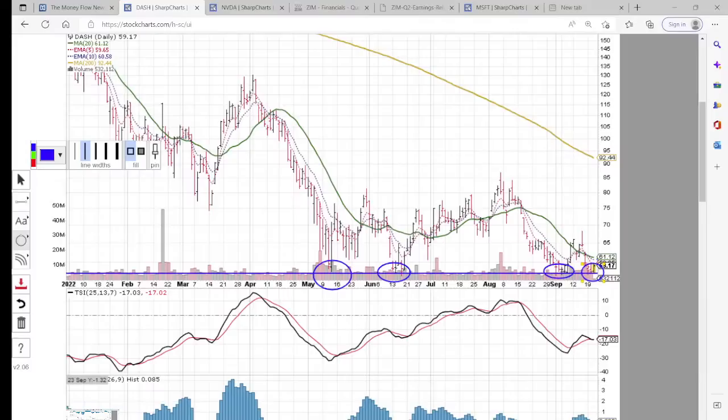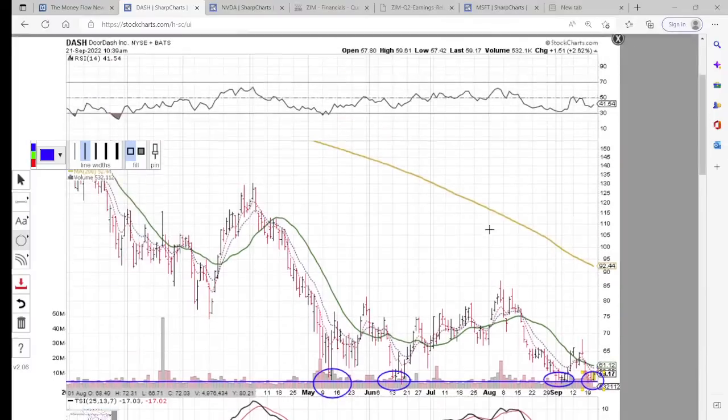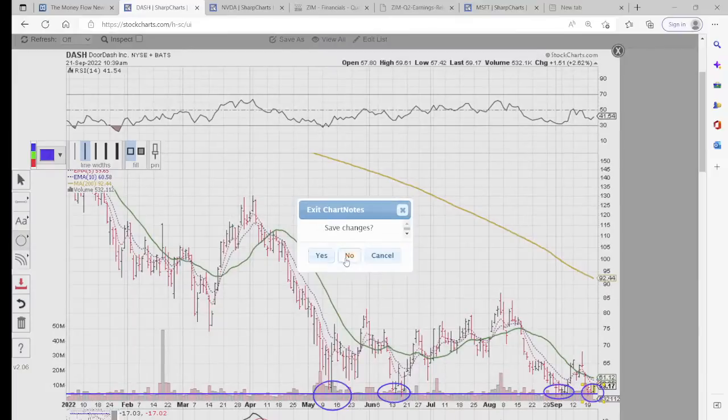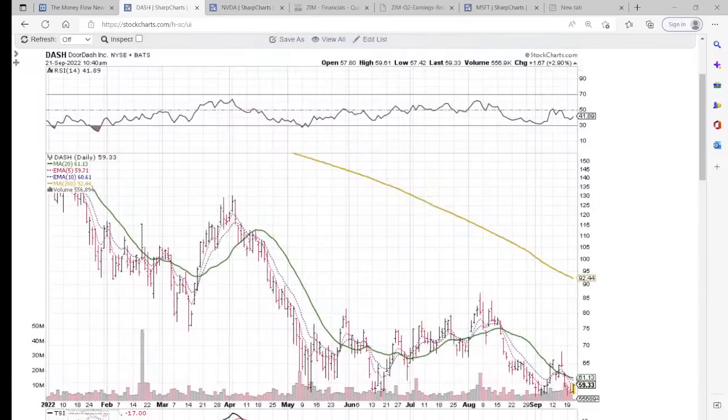So much chaos in the market. Let's make some sense of it. Yeah, so this is Dash. We're bouncing off some support. We're seeing this in a lot of stocks, with very similar patterns.